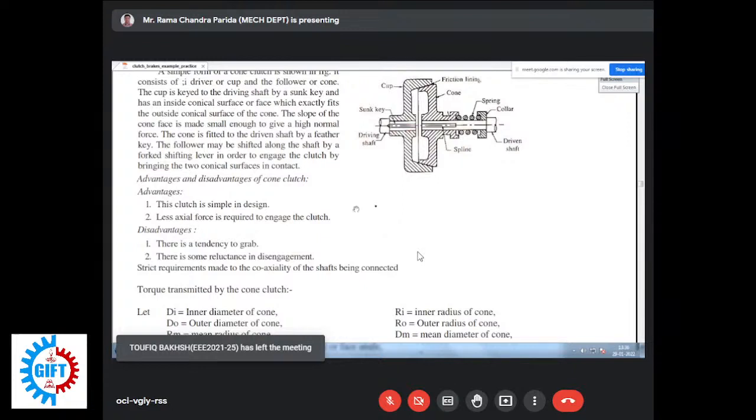So only one advantage is that we made it intentionally, one part cop, another cone, only to absorb the force. Okay, it can have a high normal force.